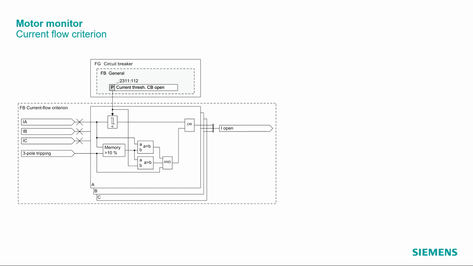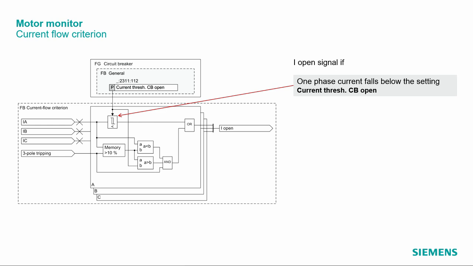Let's start with the current flow criterion. At least the setting here is borrowed from the function group circuit breaker. It is an undercurrent function, as you can see here. That means if all three currents are below that threshold, then I get this I open signal. This indicates that the circuit breaker is open because there is not enough current, or the current is smaller than this threshold. This is basically the main job of this function, with this simple comparison. It is a setting in the function group circuit breaker.